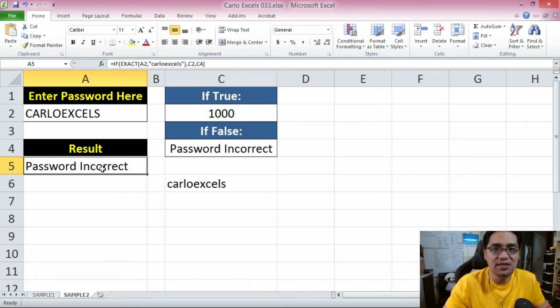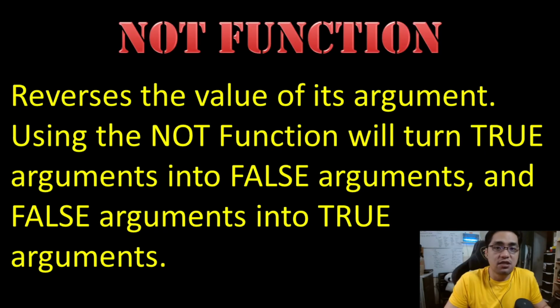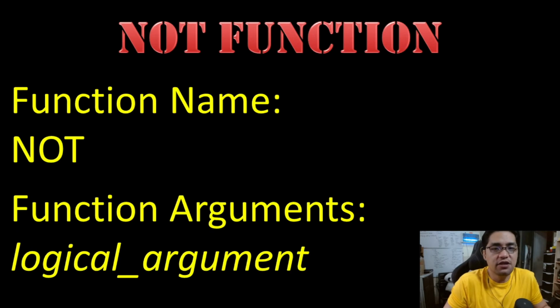It tests two pieces of text data, and then it checks for capitalization. And next, we have the NOT function. The NOT function reverses the value of its argument. Using the NOT function will turn true arguments into false arguments and false arguments into true arguments. For the NOT function, the function name is NOT, and for the function argument, you have any logical argument.